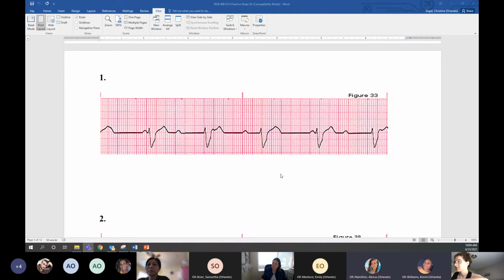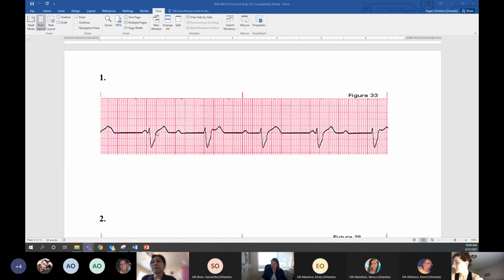I guess to find the underlying rhythm. Do we see anything normal on here? It looks pretty bizarre to me. I see a P wave before a QRS right here. So I see a P and then I see a QRS. So I guess we could start there.